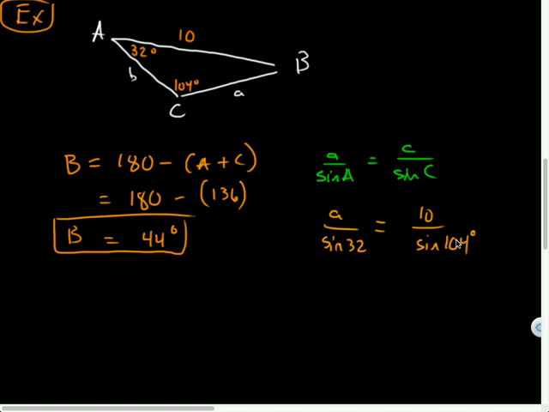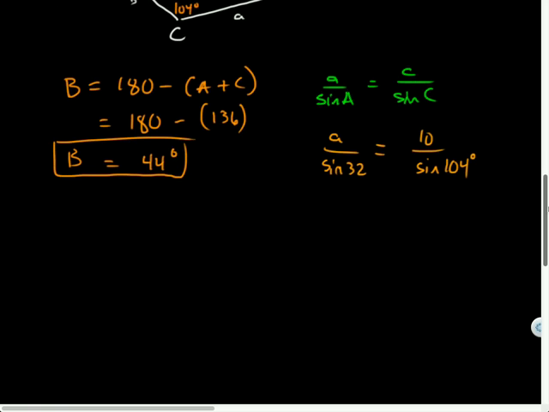Question, sine of 104, is that positive or negative? Which quadrant is 104 in? Second quadrant, sine is positive in that quadrant. What's the reference angle of 104? It would be 76. So sine of 104 happens to be the same as sine of 76. Okay, just throwing that out there. To solve for a, how could I get a by itself here?